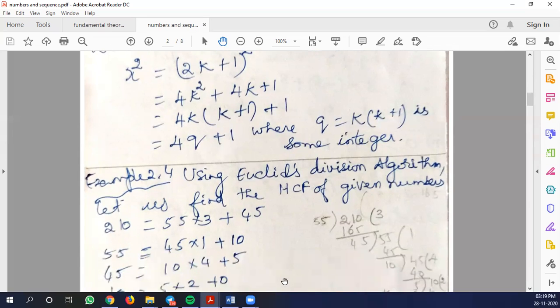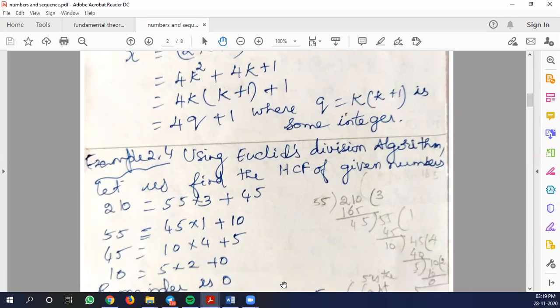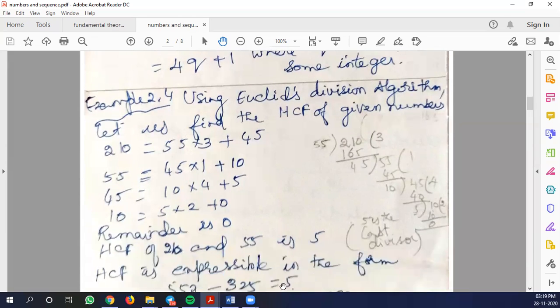Okay. Now example 2.4, that's in page number 41. If the HCF of 210 and 55 is expressible in the form 5x minus 325, find x. So by Euclid's division algorithm, let us find the HCF of the given numbers. You know how to find HCF in this division method, yes? You have studied that already in 8th standard.